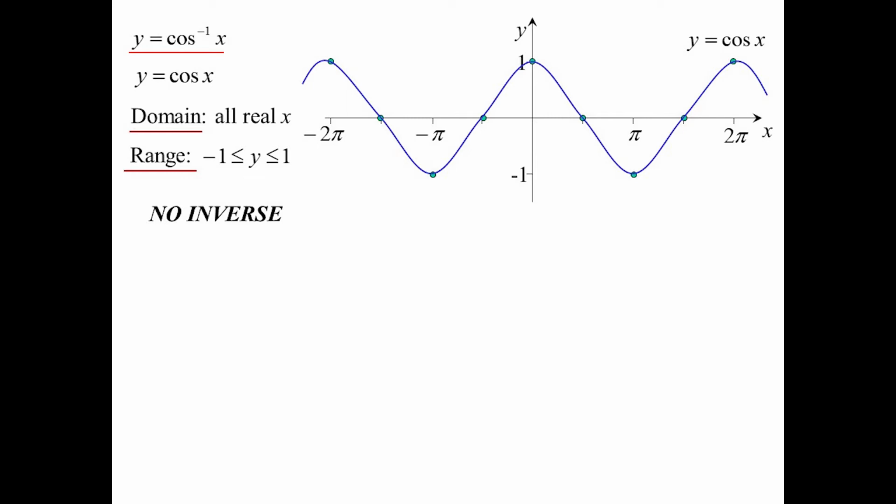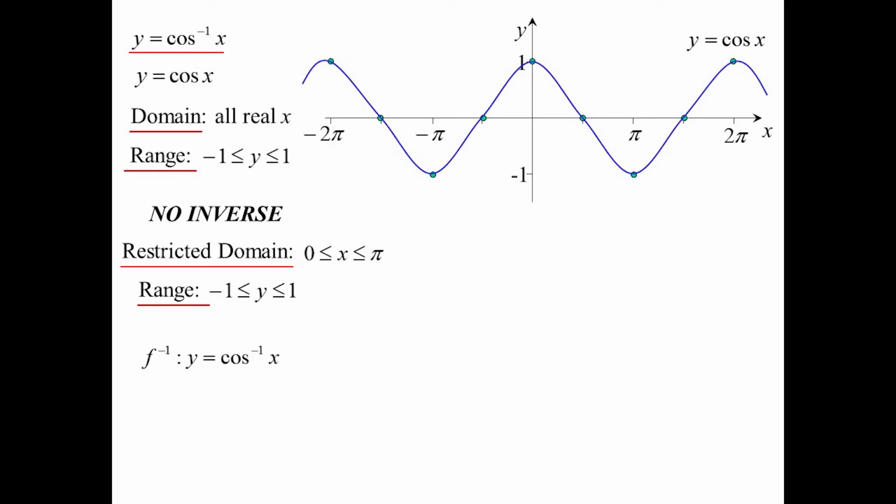So we want to pick a piece that's always increasing or always decreasing, and we'd like to include 0 if we could, and the positives. So the logical one here would be to go from 0 to pi, and then it's continually decreasing. So our restricted domain, 0 to pi, again we will capture the whole range. So the inverse cos function has a domain equal to the range of the cosine function, -1 to 1. Its range will be the restricted domain, so it goes from 0 to pi.